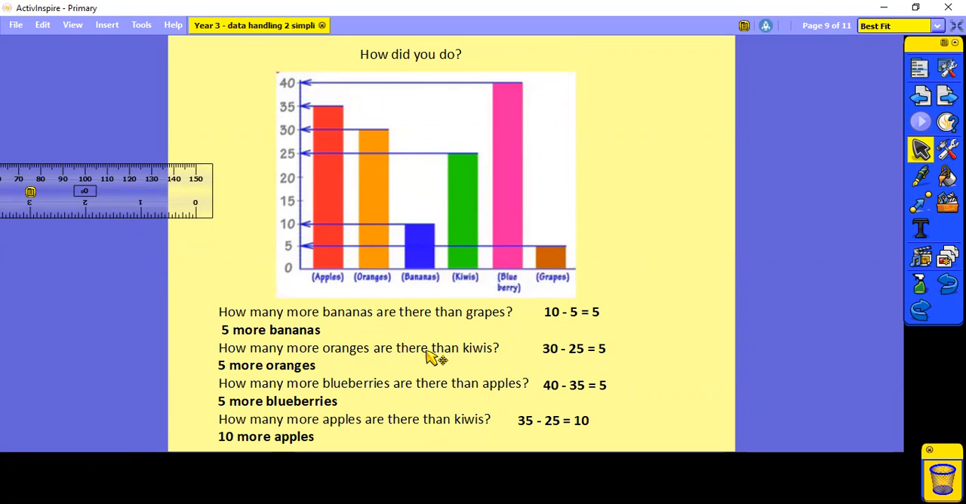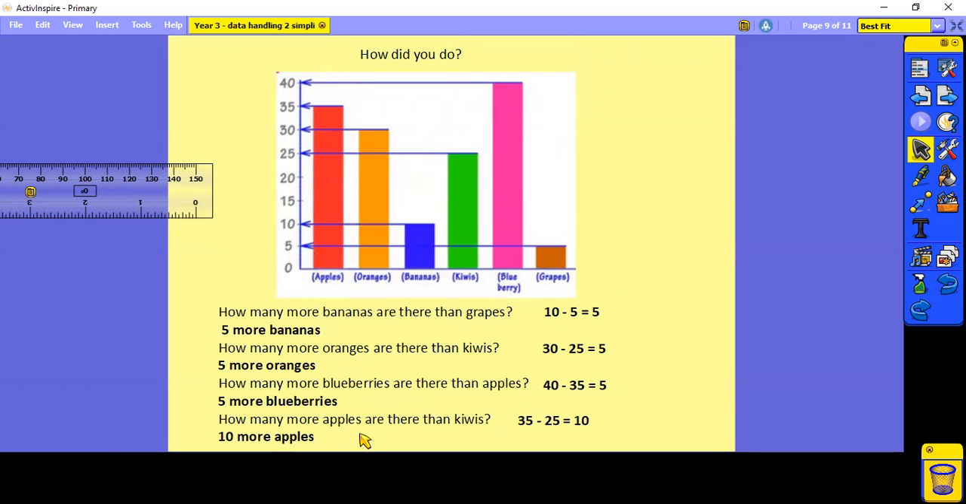How many more oranges are there than kiwis? Well, there are 30 oranges and there are 25 kiwis. So 30 take away 25 is 5. There were 5 more oranges. How many more blueberries are there than apples? So there are 40 blueberries and 35 apples. So 40 take away 35 leaves 5 more blueberries.